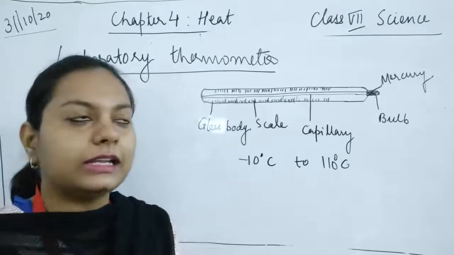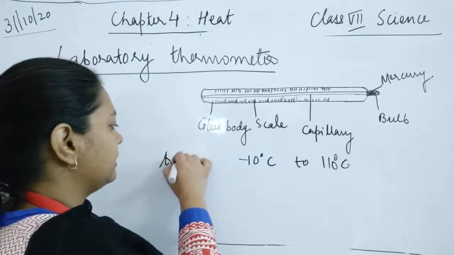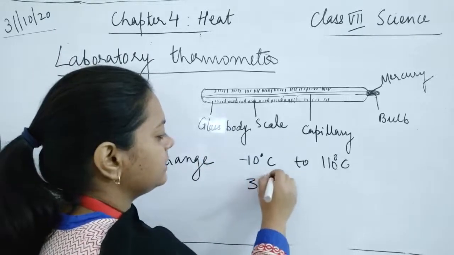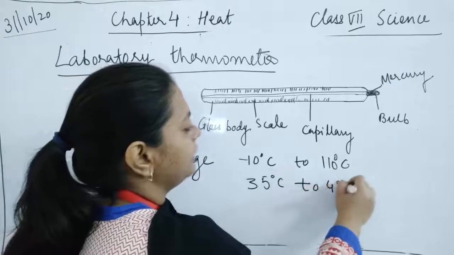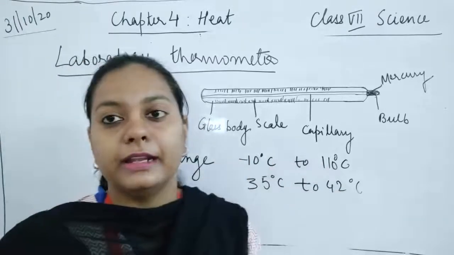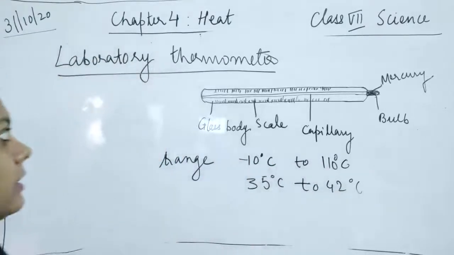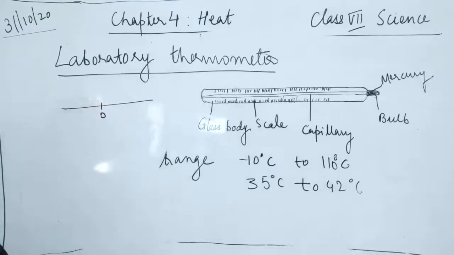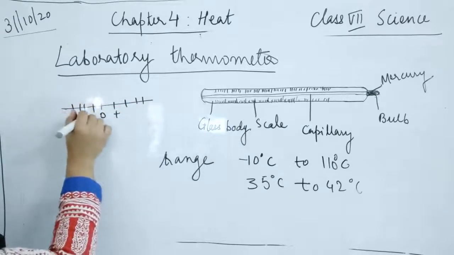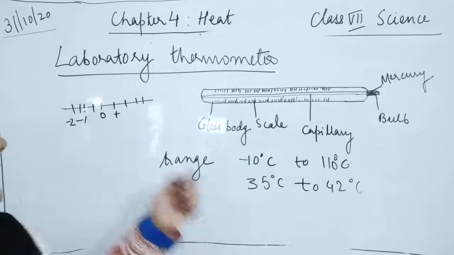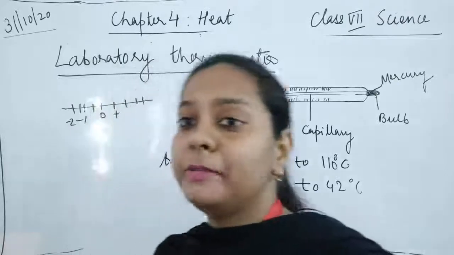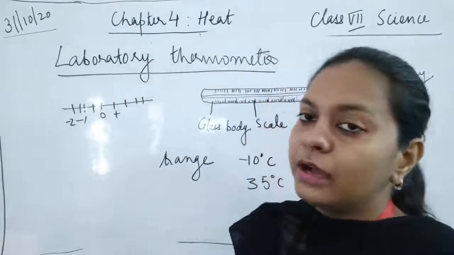Range means between how many degrees and how many degrees it can take the temperature. So the range of the clinical thermometer was just between 35 degrees Celsius to 42 degrees Celsius, and this one ranges from minus 10 to 110. After 0 degrees, you must have studied the number line. You can see in the middle that is 0. After that, positive numbers are on the right side, and on the left side we have the negative numbers, -1, -2. At 0 degrees ice freezes in your fridge, and the temperature can be even lower, down to -10.